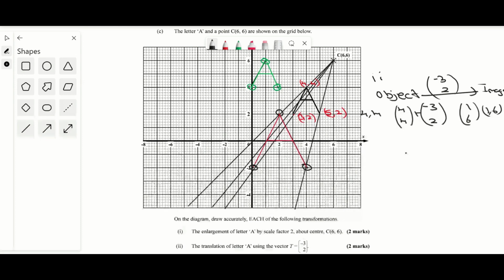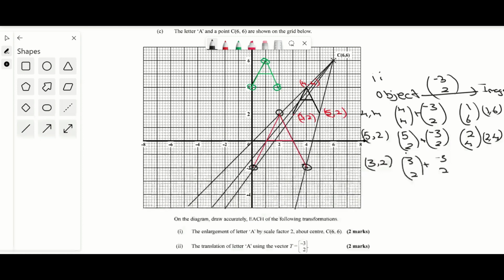Right? And then we have the next coordinate, which is 5, 2. You're going to change that to column vector 5, 2, and add it to our translation (-3, 2). So it's going to be 5 minus 3 is 2, and 2 plus 2 is 4. So our next coordinate is going to be 2, 4. Then the next one is 3, 2, which is 3 on top, 2 at the bottom as a column vector, plus (-3, 2). 3 minus 3 is 0. So x is 0 and y is 2 plus 2 is 4. So my coordinates here would be 0, 4.